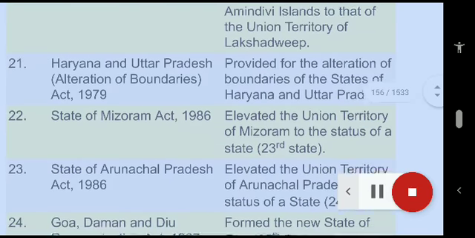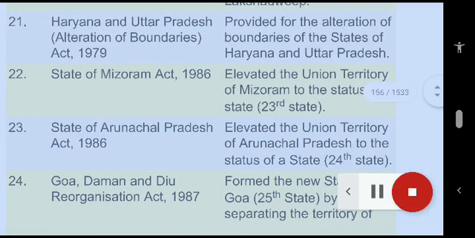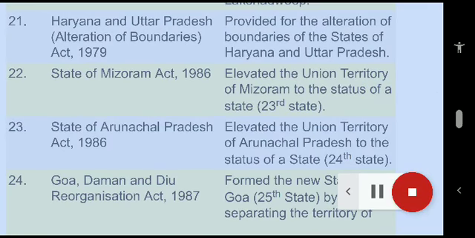21. Haryana and Uttar Pradesh Alteration of Boundaries Act 1979 provided for the alteration of boundaries of the states of Haryana and Uttar Pradesh. 22. State of Mizoram Act 1986 elevated the union territory of Mizoram to the status of a state, 23rd state. 23. State of Arunachal Pradesh Act 1986 elevated the union territory of Arunachal Pradesh to the status of a state, 24th state.